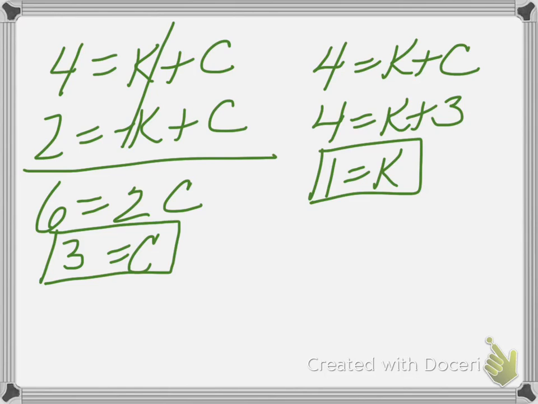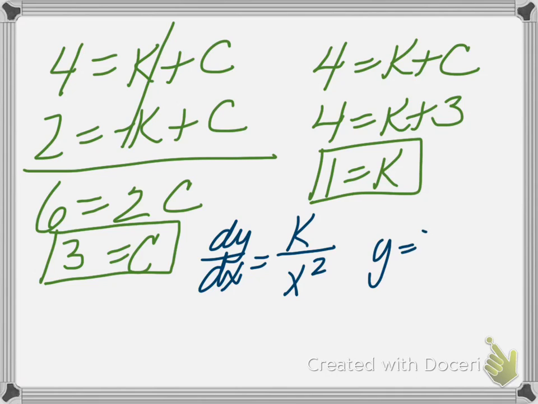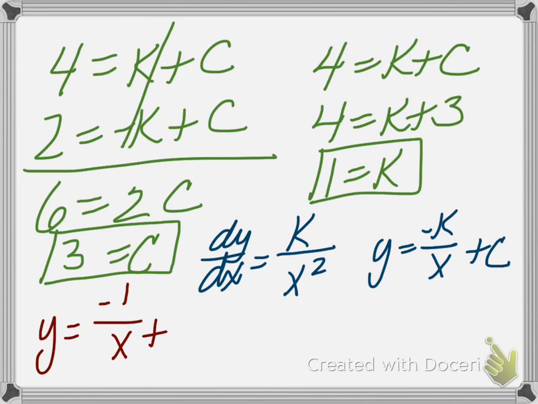So the original function was this: dy over dx equals k over x squared. And we found that the original was y equals negative k over x plus c. But now I know what k is, and now I know what c is. So now I can just say that y equals negative k, but k is 1, so negative 1 over x plus c, and c is 3.